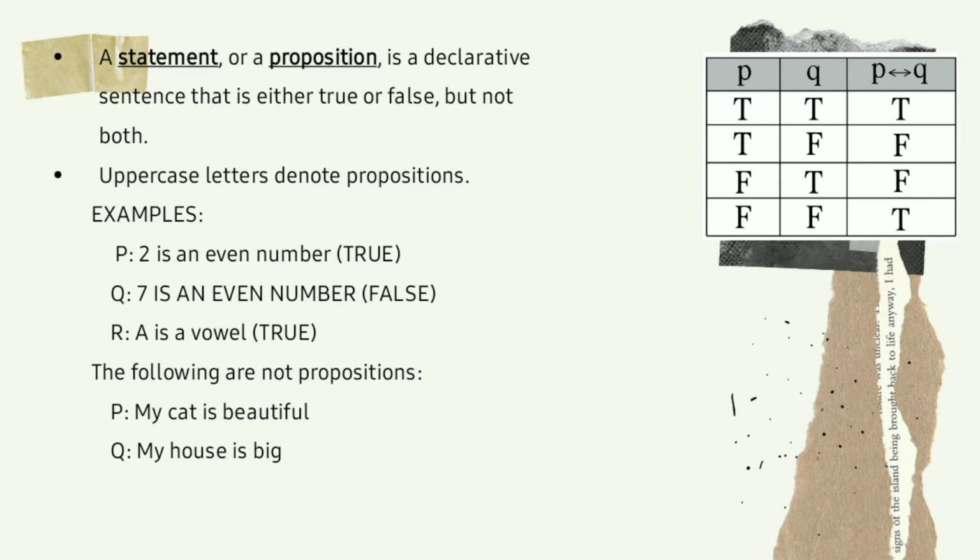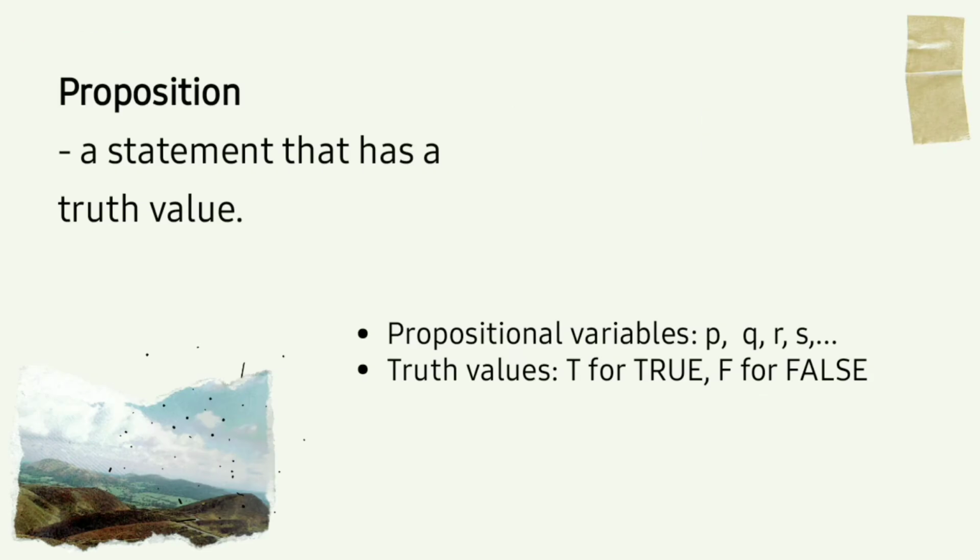Mathematical logic has examples. In P, 2 is an even number, so it is true. In Q, 7 is an even number, so it is false. In R, A is a vowel, so it is true. We also have an example of a non-proposition. In P, my cat is beautiful, then Q, my house is big.